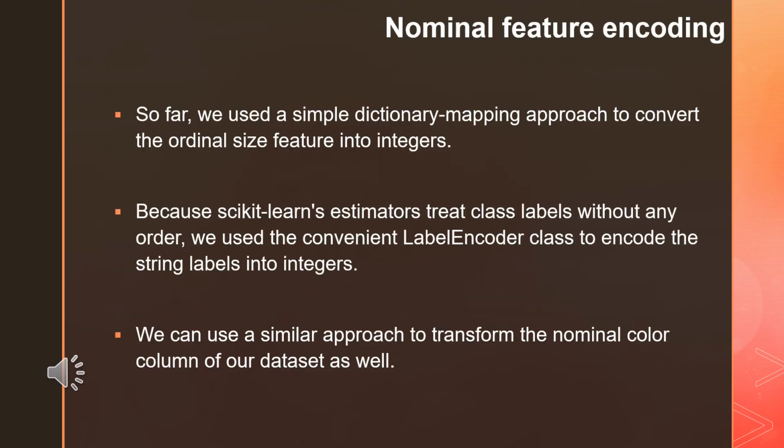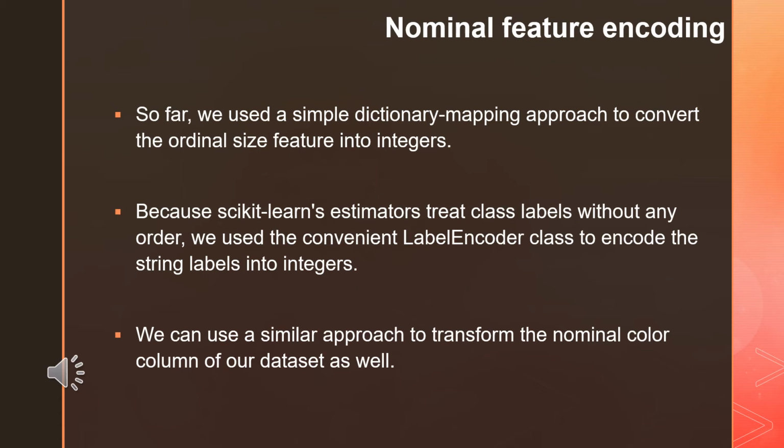Now we have a third category of data transformation: nominal feature encoding. So far we have used a simple dictionary mapping approach to convert the ordinal size feature into integers, because the sklearn library's estimators treat class labels without any order. So we use the convenient label encoder class to encode the string labels into integers. We can use a similar approach to transform the nominal color column of our dataset as well.